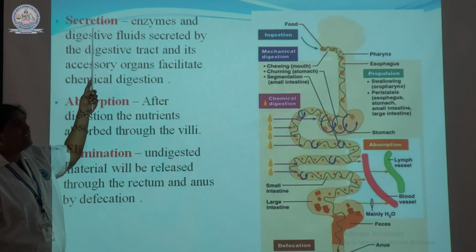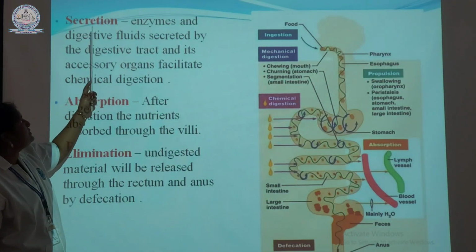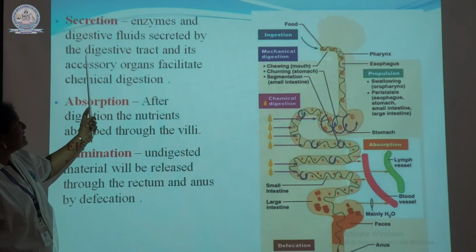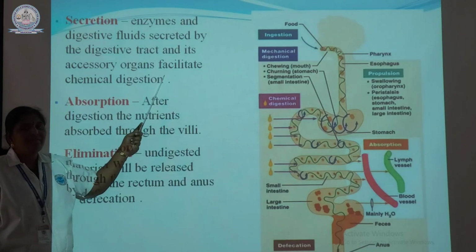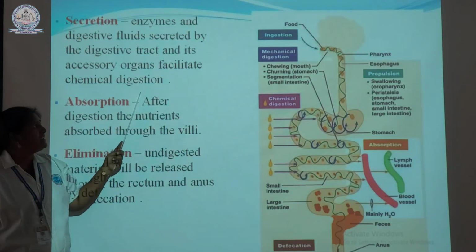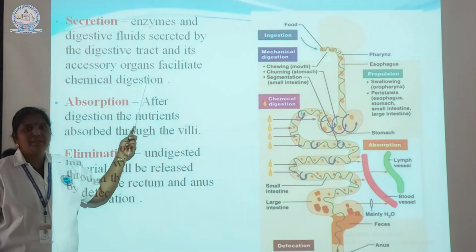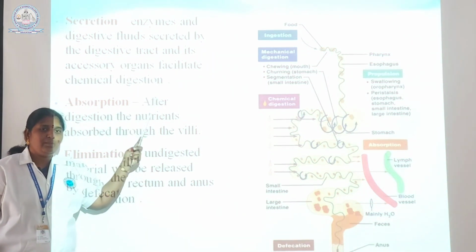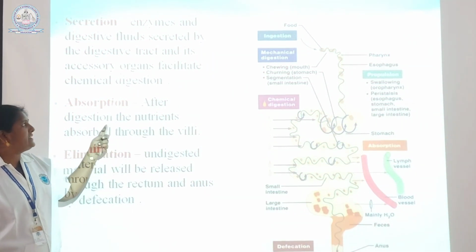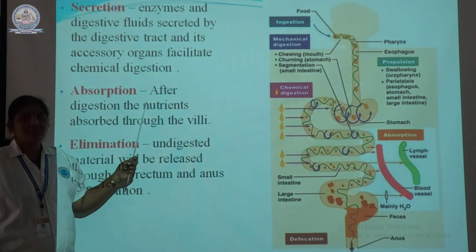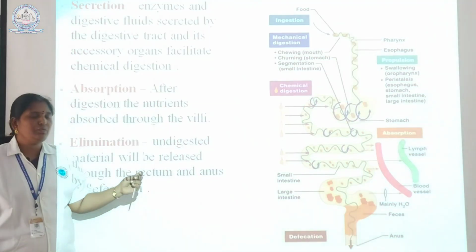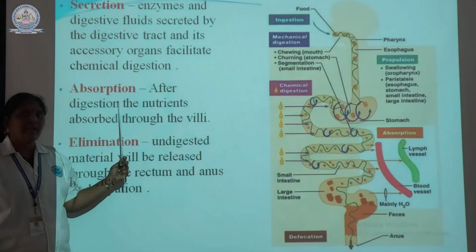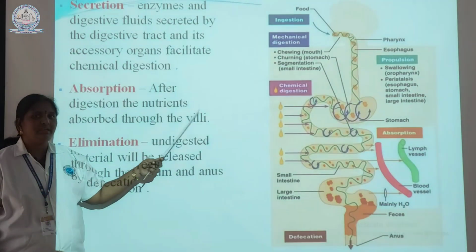Third one is secretion. Enzymes and digestive fluids secreted by the digestive tract and its accessory organs facilitate chemical digestion. Accessory organs means the liver, gallbladder, pancreas, etc. Next one is absorption. After digestion, the nutrients are absorbed through the villi. This function occurs especially in the small intestine.